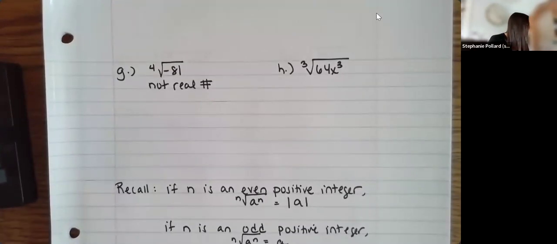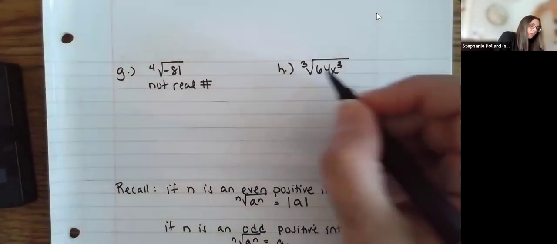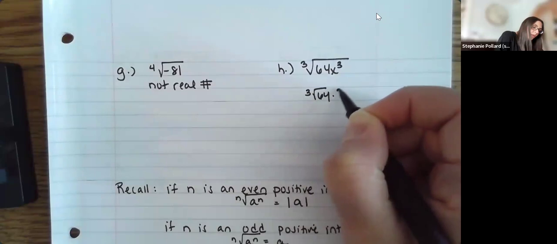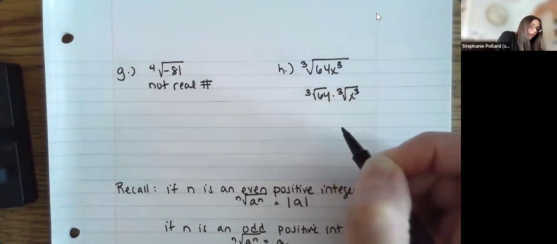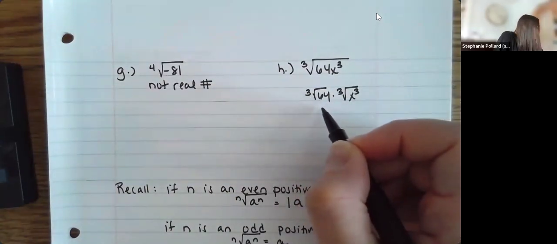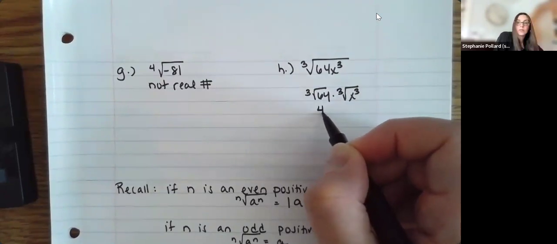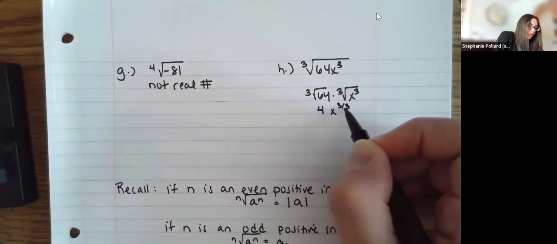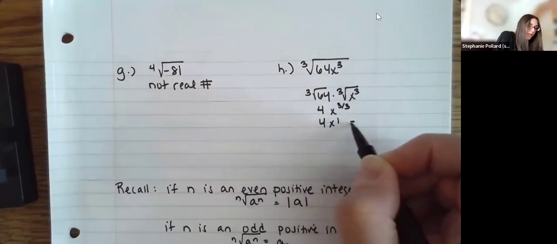Okay. And then one last one here, again, the cubed root of 64, and then also the cubed root of x to the 3rd. Cubed root of 64 would be 4 here. 4 times 4 times 4 is 64. And then you have x to the 3 over 3, which is x to the 1st power, or just x.